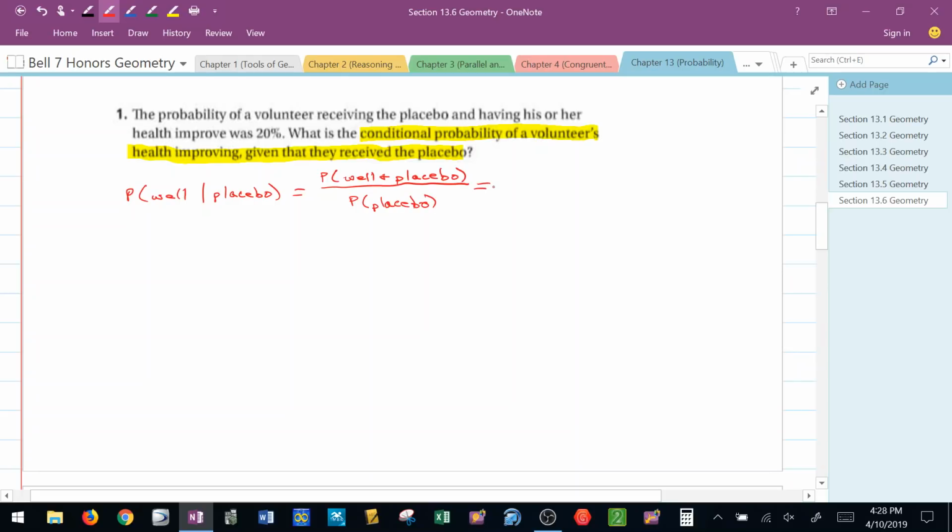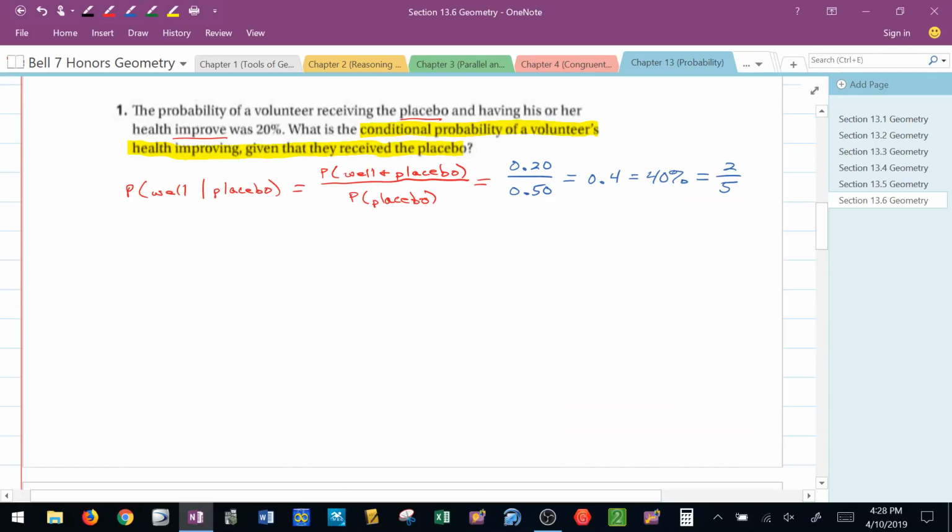In this case, having his or her health improve and getting the placebo was 20%, so this is 0.20. And the probability of the placebo, if you remember, the problem said half got the placebo and half didn't. So the probability of the placebo was half, or 0.5. If I divide this out, I get 0.4, which is 40%. Or if they wanted me to write it as a fraction, it would be 2 over 5.